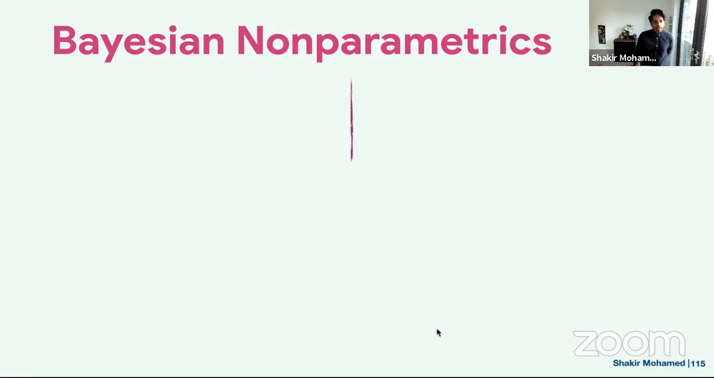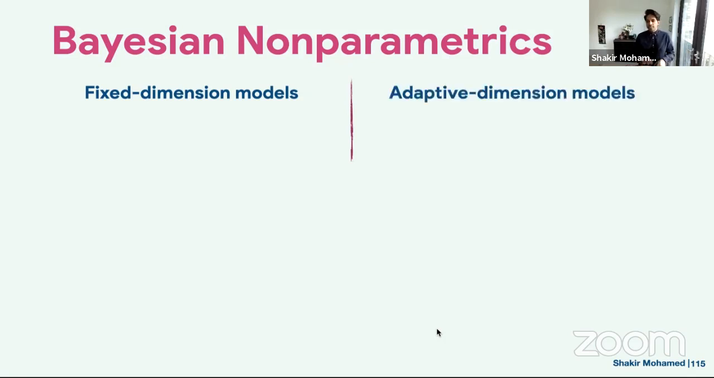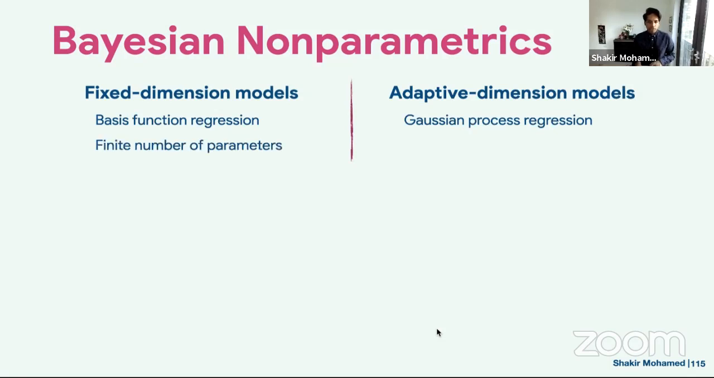Gaussian processes are one example of Bayesian nonparametric methods. Nonparametric methods, I want you to think about a difference between fixed dimension models, which are models that I describe for the most part, deep networks, latent variable models, etc., versus adaptive dimension models, which are models like Gaussian processes. So the difference is that in one case, maybe that's basis function regression. Gaussian process regression is an example of an adaptive dimension model. And so fixed dimension models, as they say, have a finite number of parameters. You fix this up front when you design the model.